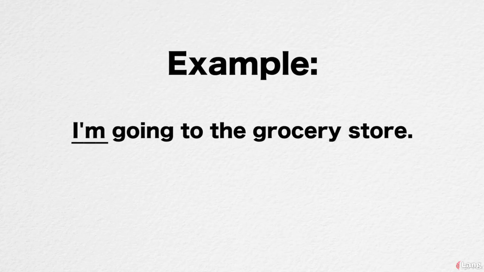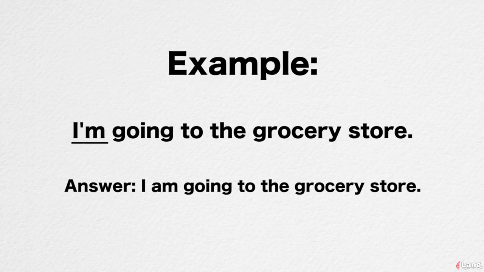Let's look at an example. I'm going to the grocery store. As you can see, the contraction I'm is underlined. Change I'm to the 2 separate words it represents. The answer would be, I am going to the grocery store.